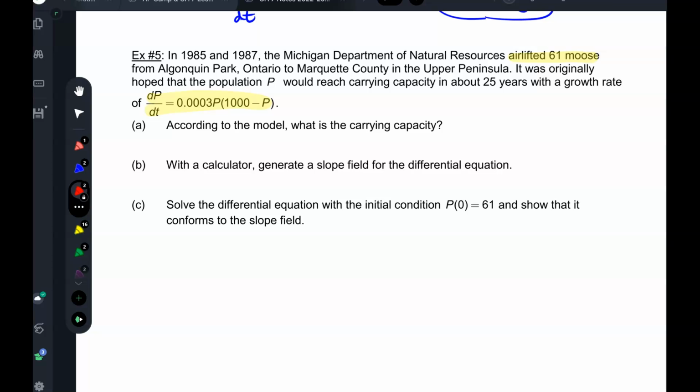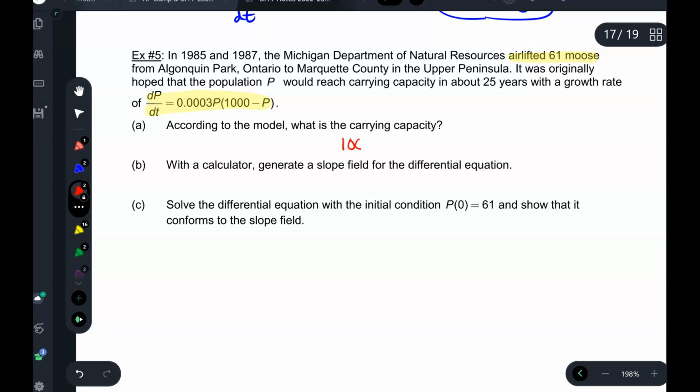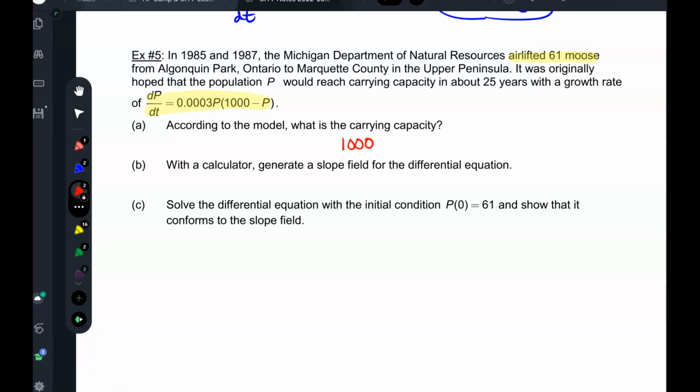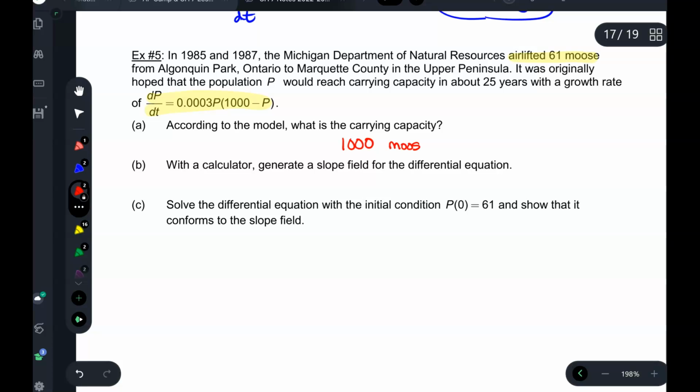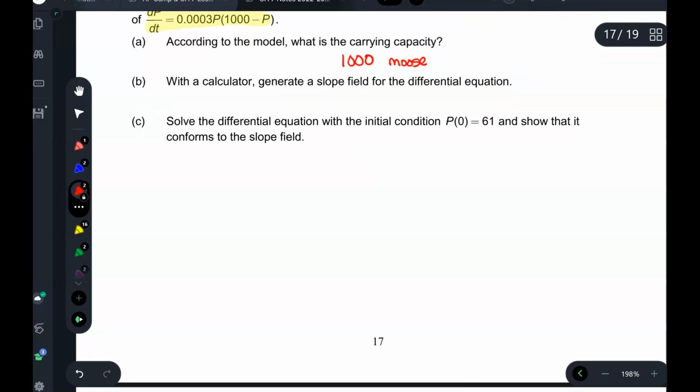So according to the model, what's the carrying capacity? 1,000. So there's 61 moose, and they're saying in 25 years, they'll be up to 1,000. Okay. With a calculator, generate the slope field. I'm going to say we can skip it for now because it's not really going to help us in any way.